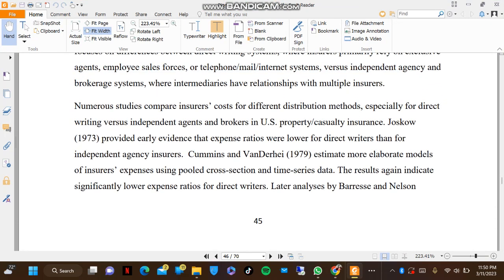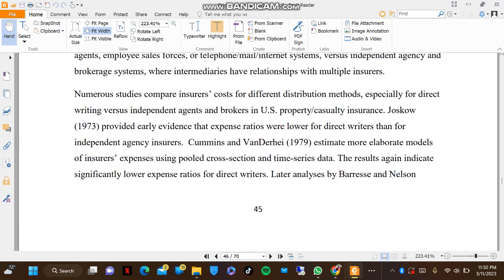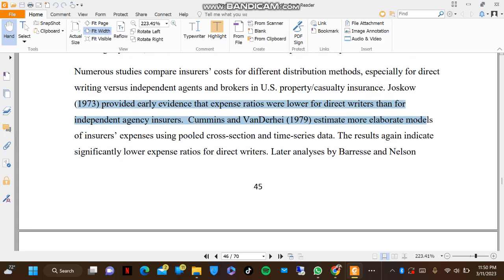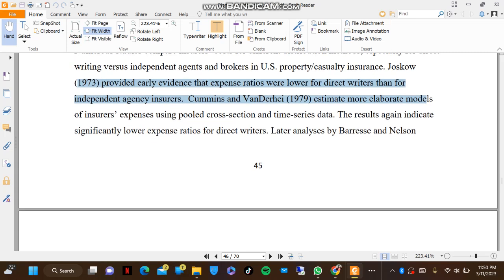Numerous studies compare insurers' costs for different distribution methods, especially direct writing versus independent agents and brokers in US property casualty insurance. Joskow 1973 provided early evidence that expense ratios were lower for direct writers than for independent agency insurers. Cummins and VanDerhei 1979 estimate more elaborate models of insurers' expenses using pooled cross-section and time series data. The results again indicate significantly lower expense ratios for direct writers.